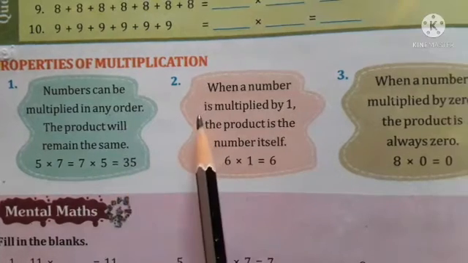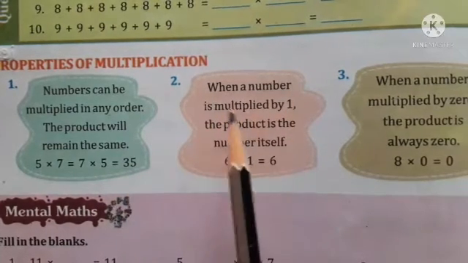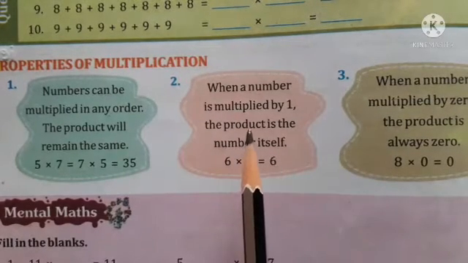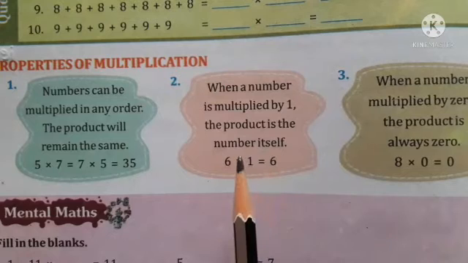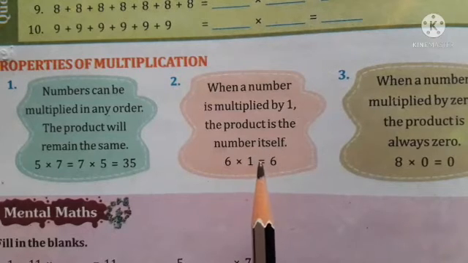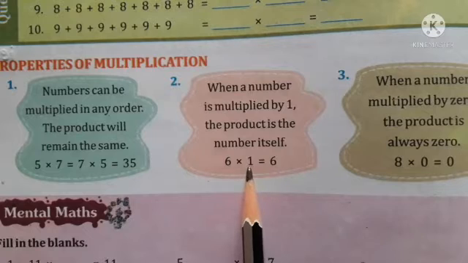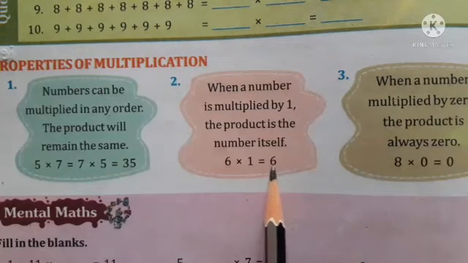Okay. Next, when a number is multiplied by 1, the product is the number itself. 6 into 1 equal to 6. When we multiply a number by 1, then the product is the number itself. Here 6 is multiplied by 1. So we get the number itself, 6.